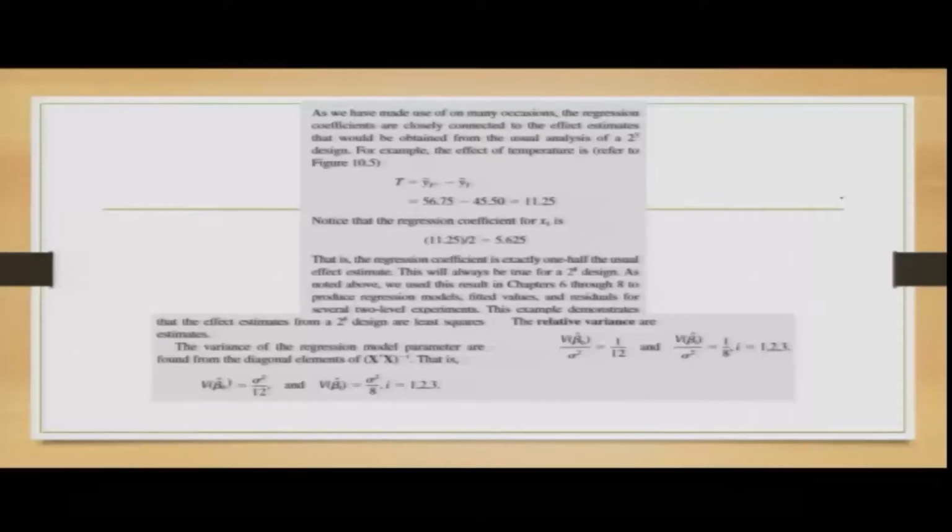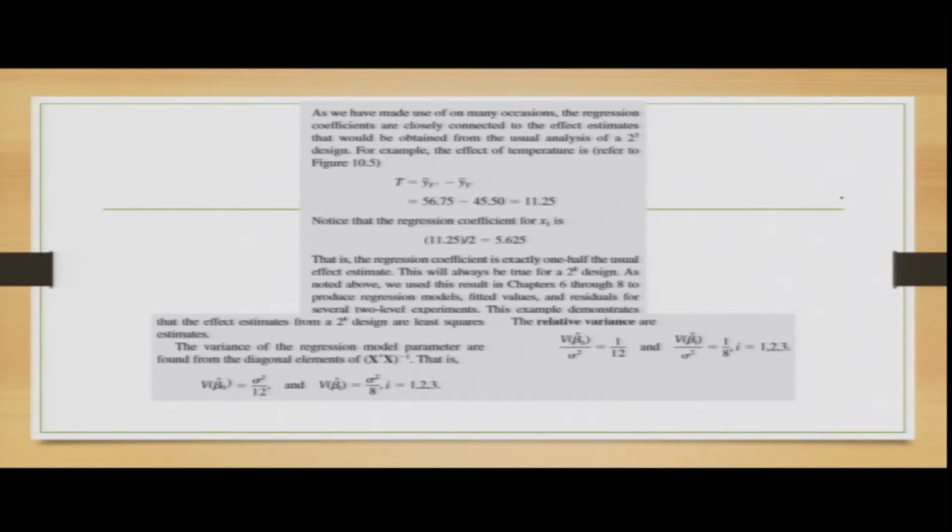As we have made use of on many occasions, the regression coefficients are closely connected to the effect estimates that would be obtained from the usual analysis of the 2 to the power 3 design. For example, the effect of temperature, if you find out the temperature values, it can be either plus or minus, because that was one of the variables. So, for all these cases you can find the difference of the temperatures. So, notice that the regression coefficient of x1, which is with respect to the temperatures, is given by 5.625. Because we have made them orthogonal, the regression coefficient is exactly 1/2 the effect.